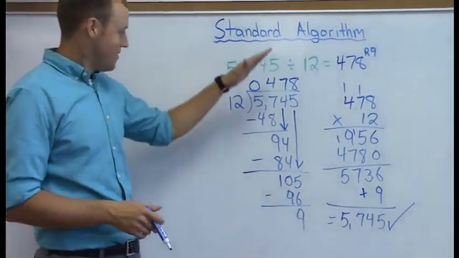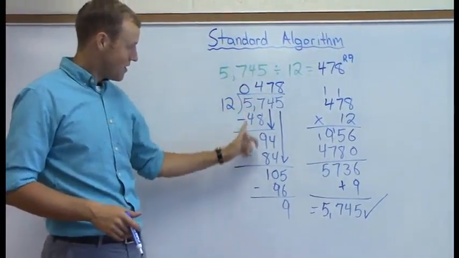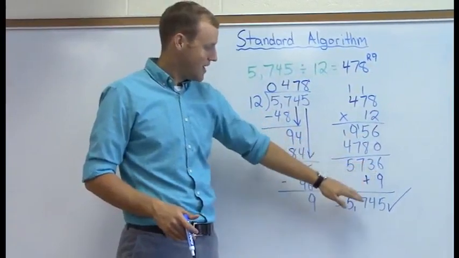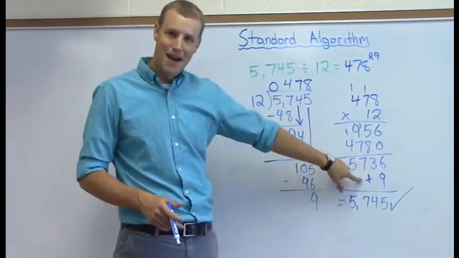So, keep in mind, students need to keep their columns straight, and they need to double check their answer using multiplication, and if need be, they need to add that remainder back on.